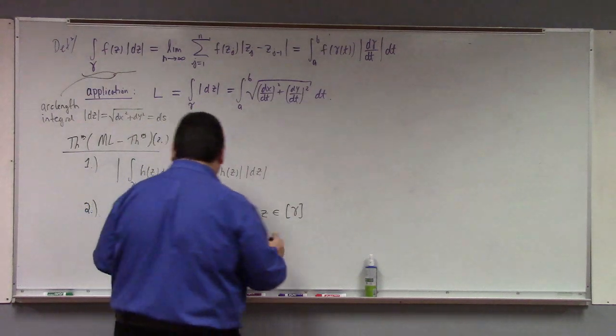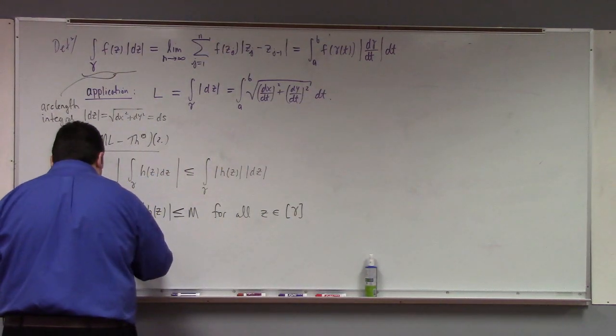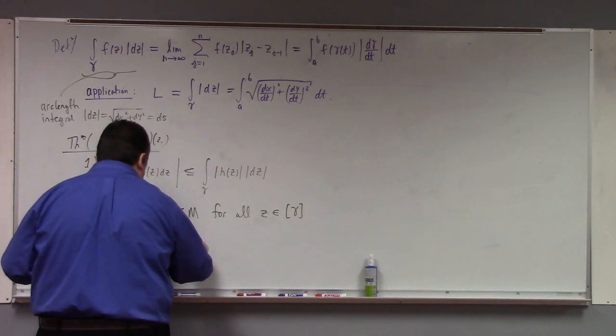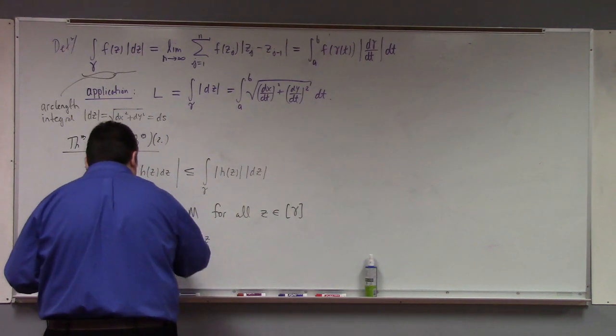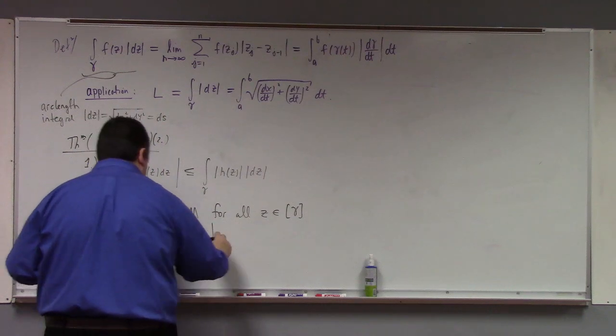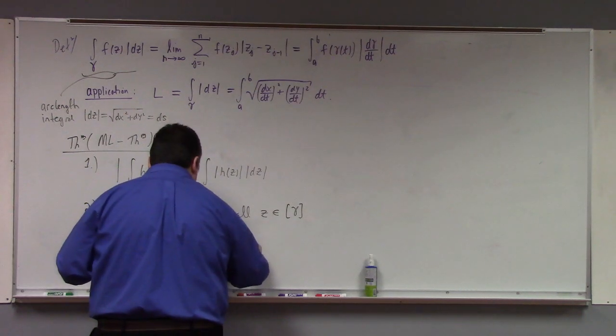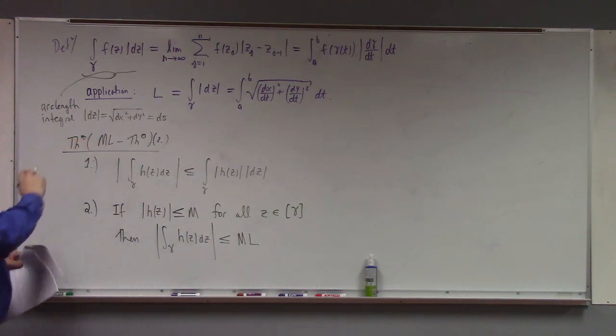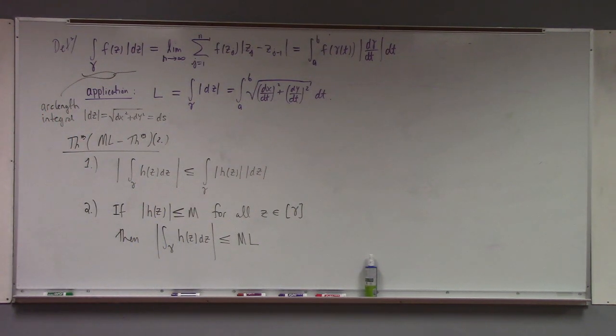Then the modulus of the integral over gamma of h of z dz is less than or equal to M times L, where L is the length of gamma.